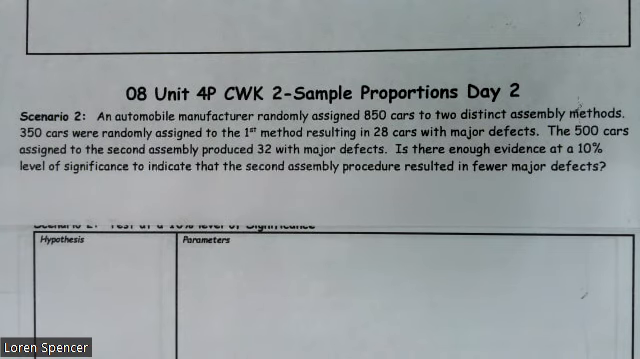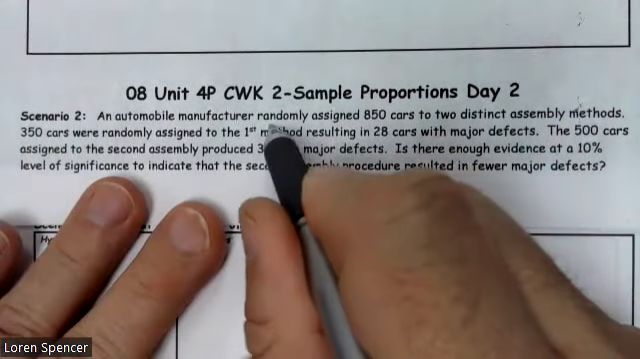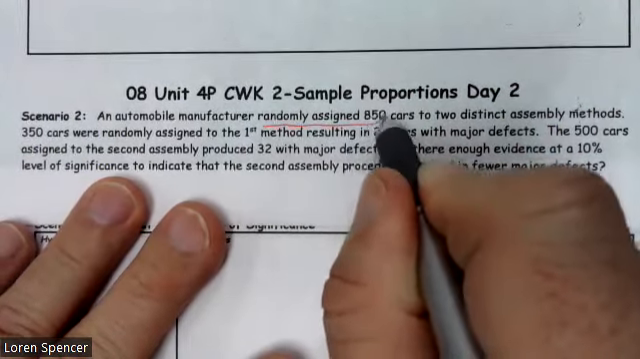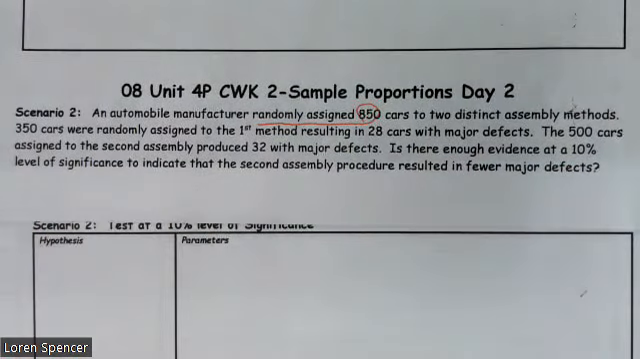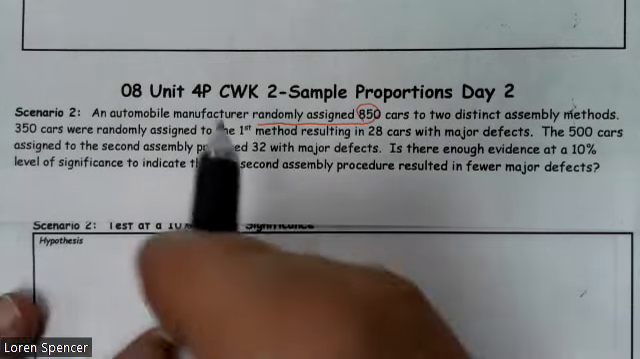So an automobile manufacturer randomly assigns 850 cars to two distinct assembly methods. So we have random assignment. That's interesting. That means I don't have to worry about the N is less than 10%. All right, to two distinct methods, 350 cars were randomly assigned to the first method, resulting in 28 with defects.